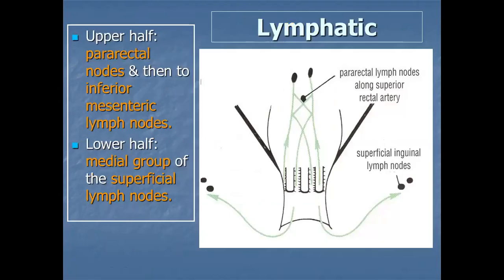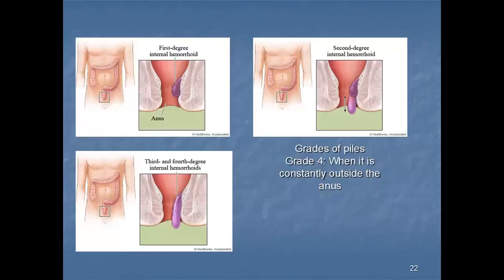Coming to the lymphatic drainage, even the lymphatic drainage differs above and below. The upper half will be draining into the pararectal nodes and then into the inferior mesenteric group of lymph nodes. Everything above goes to the inferior mesenteric. And the lower half will be draining into the medial group of the superficial inguinal lymph nodes. So everything differs above and below. That's why the pectinate line is very important.